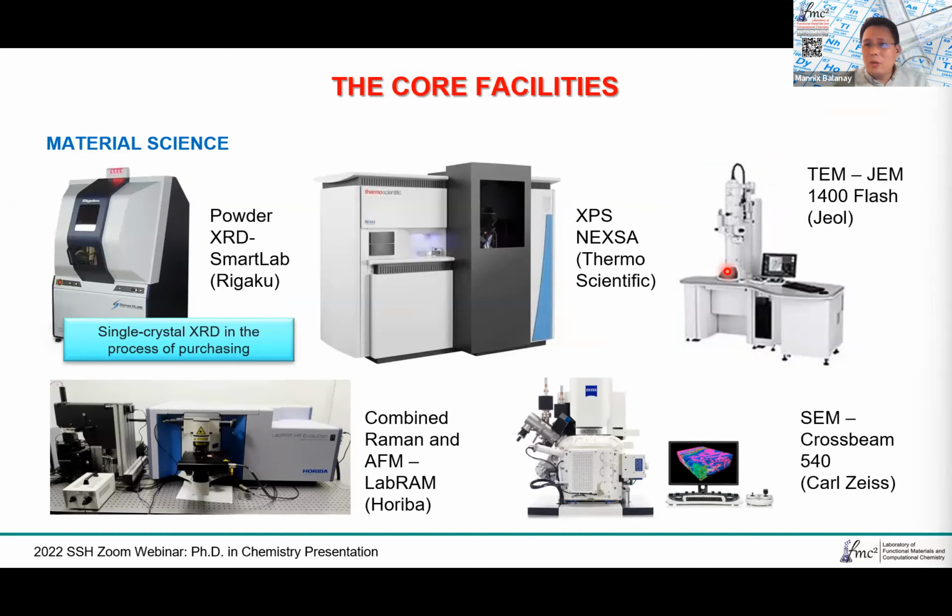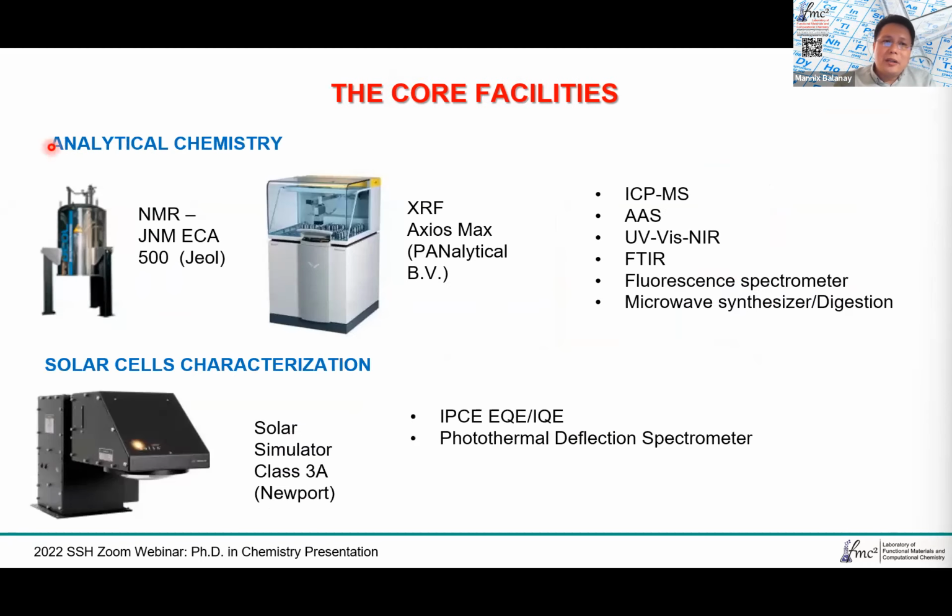These are only a few of the big ones, but we have other equipment geared for the characterization of materials, and some geared for analytical chemistry. We have an NMR, an XRF, and an ICP. We have AAS, absorption coming from the UV all the way to the near infrared region, then Fourier transform infrared, fluorescence, and a microwave synthesizer. This one is a little different from the one that I have, because this is specific for synthesis. This one is specific for digestion.